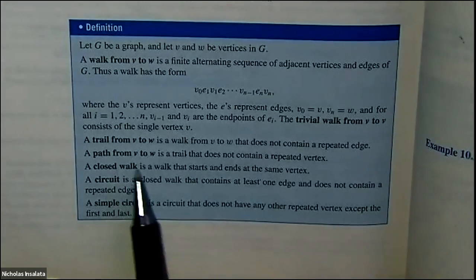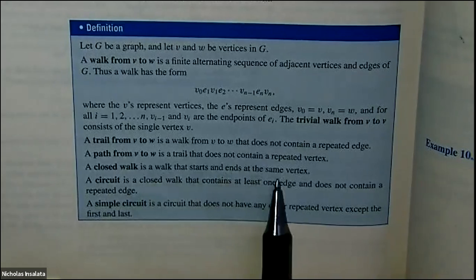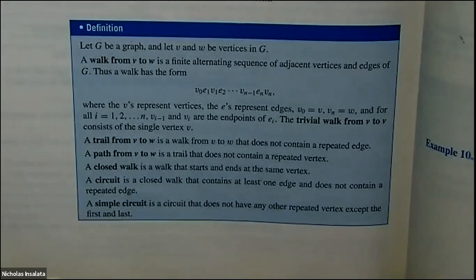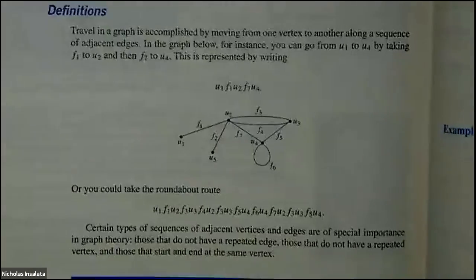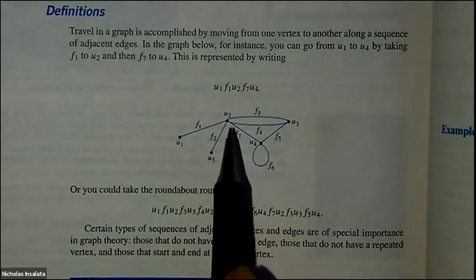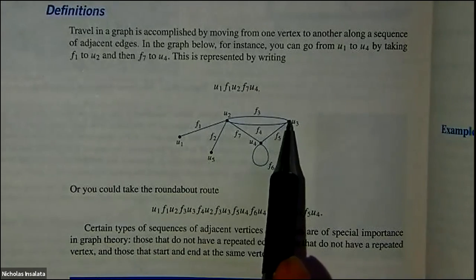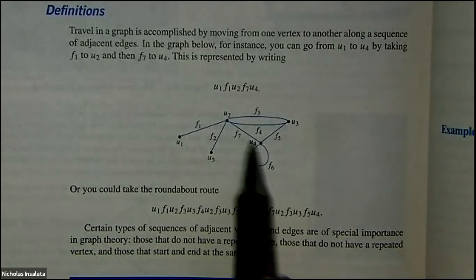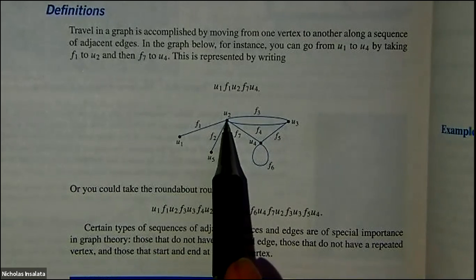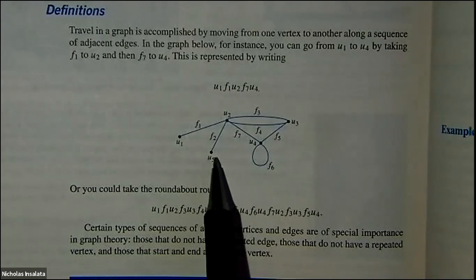A closed walk is a walk that starts and ends at the same vertex. Okay, so a closed walk would be, if I went U2 to U3 to U4, did the loop, and then came back to U2, right? That would be a closed walk. Or I could go from U5 to U2 and back. That's also a closed walk, right? So a closed walk just means you start and stop at the same point.